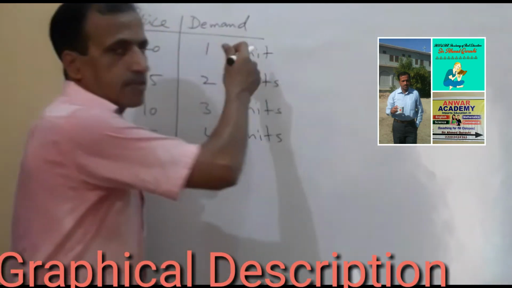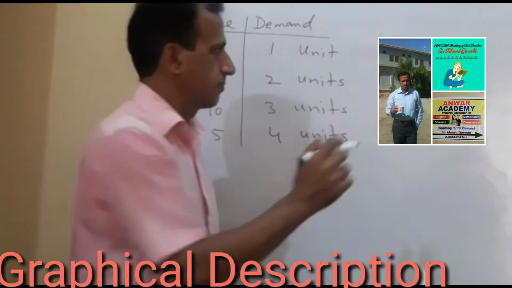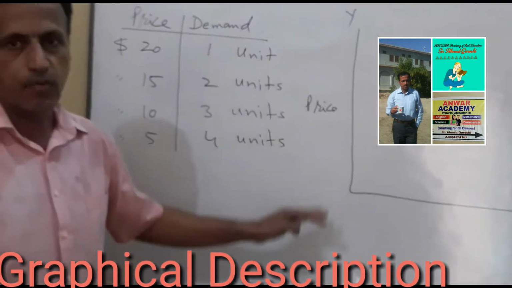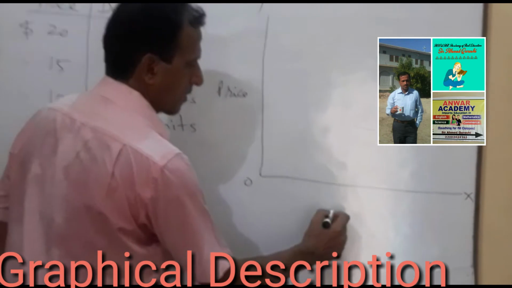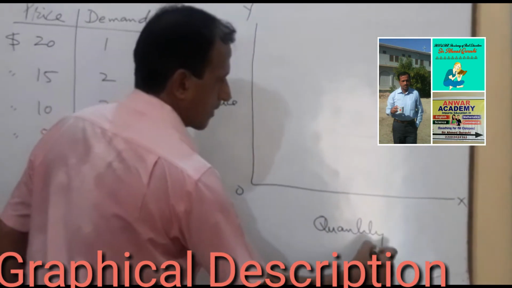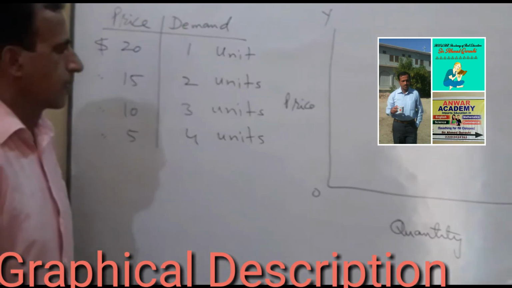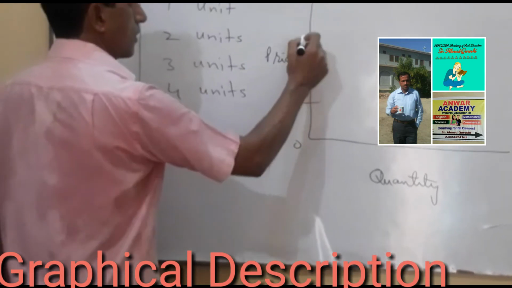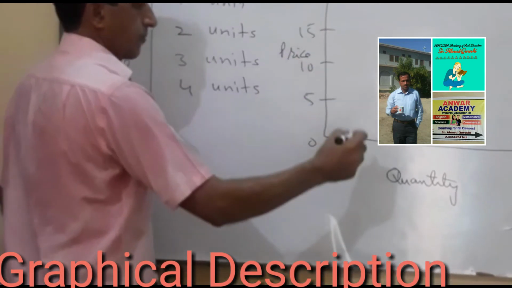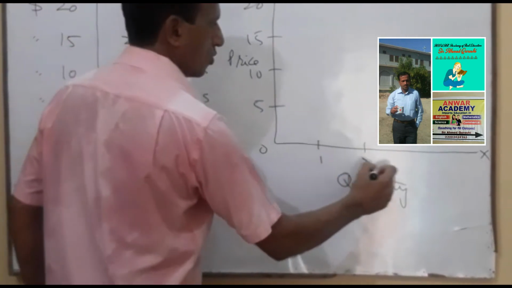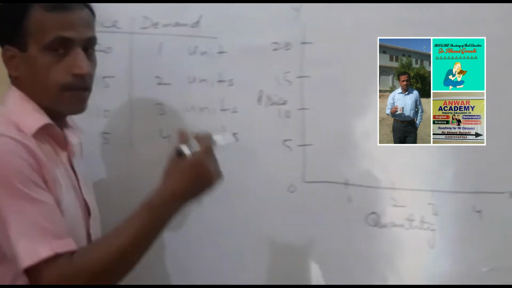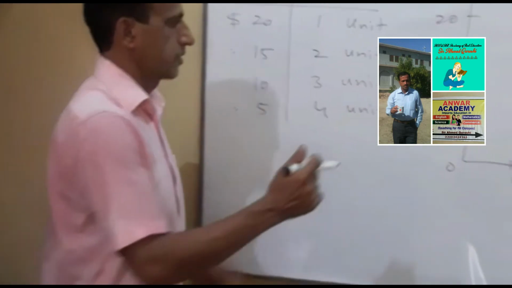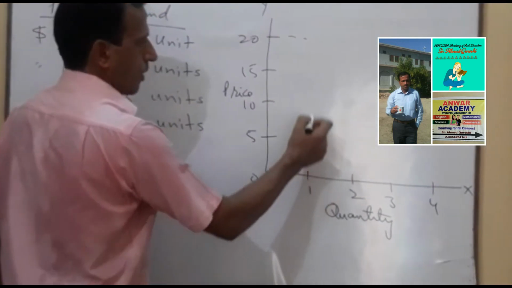Now let's see the same situation with the help of a diagram. We place price on the vertical axis, here is 0, and quantity on the horizontal axis. We place prices of $5, $10, $15 and $20, and units 1, 2, 3 and 4. According to the table, when price is $20, our demand is 1 unit. Here is 20 and we are demanding 1 unit.